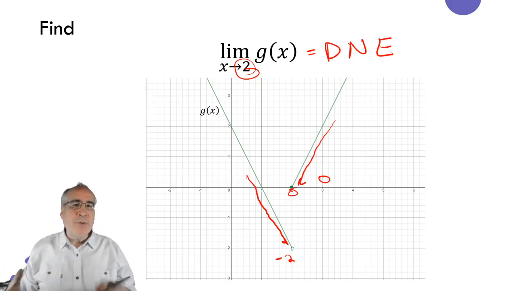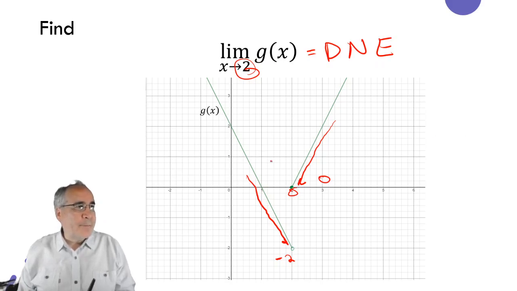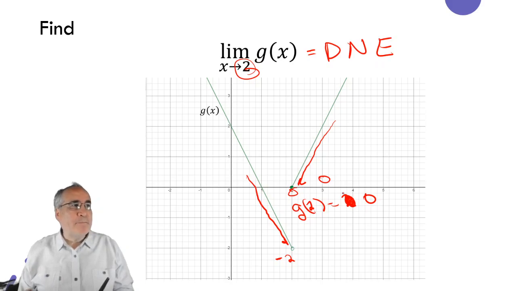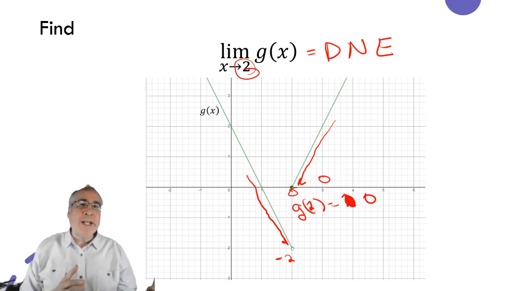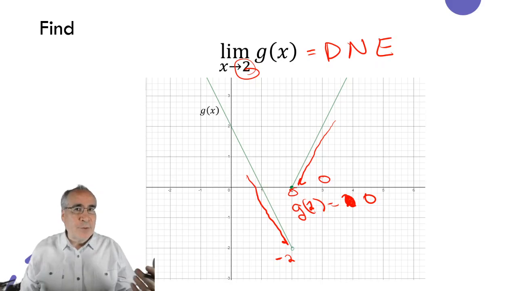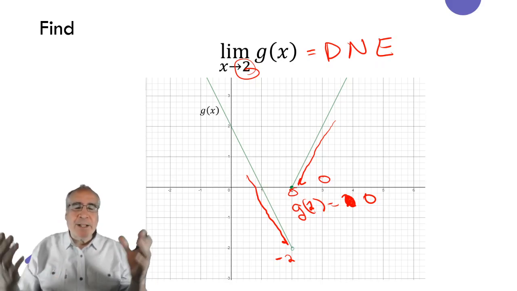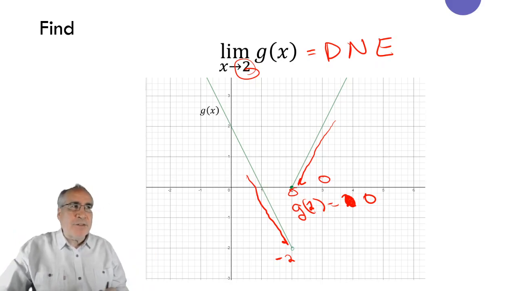Even though there is a function value, if you ask me what's the function value of g of 2, that is actually equal to 0 because of this point here, but there is no limit. There is a right-hand limit and a left-hand limit. It's what we're getting close to, but the combined limit, since they don't match, does not exist. So be cognizant and watch for this.